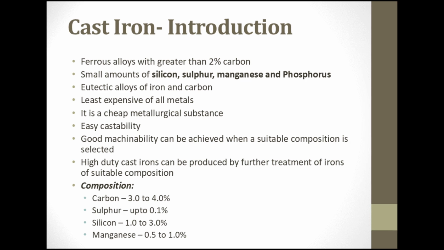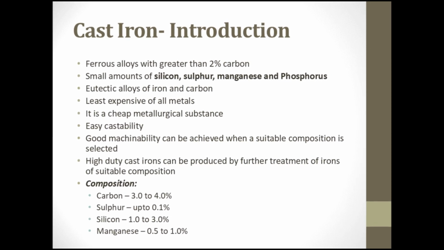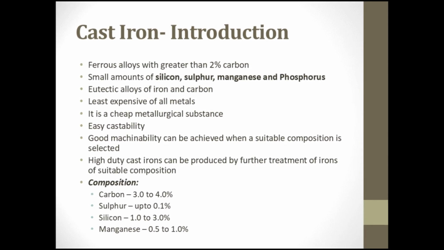Cast iron introduction. Ferrous alloys with greater than 2% carbon. Small amounts of silicon, sulfur, manganese, and phosphorus. Eutectic alloys of iron and carbon. Least expensive of all metals. It is a cheap metallurgical substance.